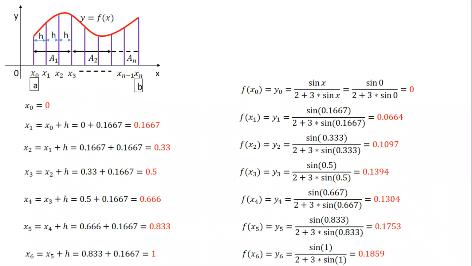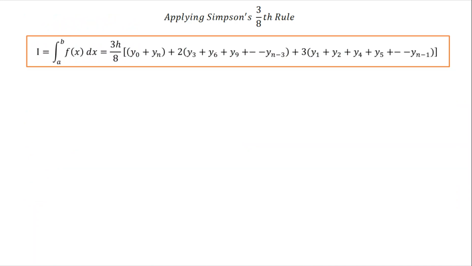After calculating all these x values and function values, apply the Simpson's 3/8 rule formula. We have the Simpson's 3/8 formula: 3h by 8 times y0 plus yn plus 2 into y3 plus y6 plus up to yn minus 1, plus 3 into y1 plus y2 plus y4 plus y5 up to yn minus 1.